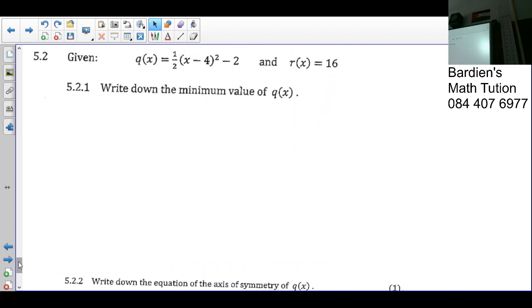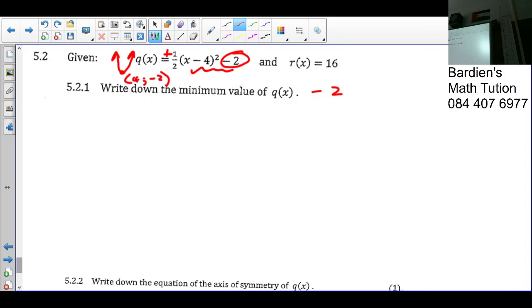5.2. In question 5.2, you're given Q of x equal to half into x minus 4 squared, minus 2, and r is equal to 16. Write down the minimum value of Q. Why do you think they asked you for the minimum value? The graph is positive, smiling. That's why they asked you for the minimum value. So what is the minimum value of Q? Negative 2. Do you guys understand? Remember this coordinate here is going to be 4 and negative 2. It's coming from the equation in turning point form. Can you see that, people?